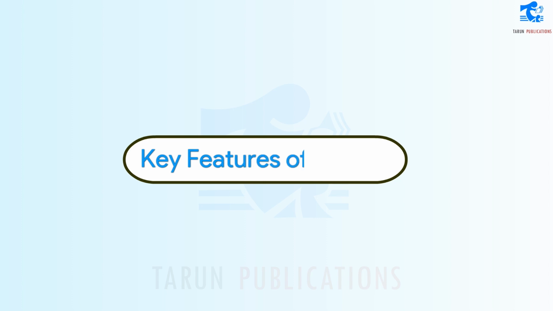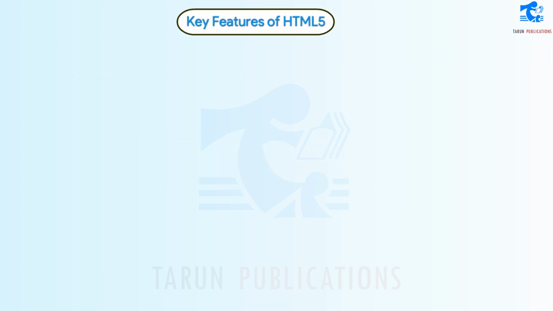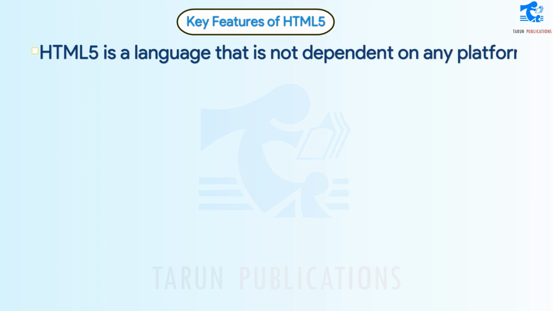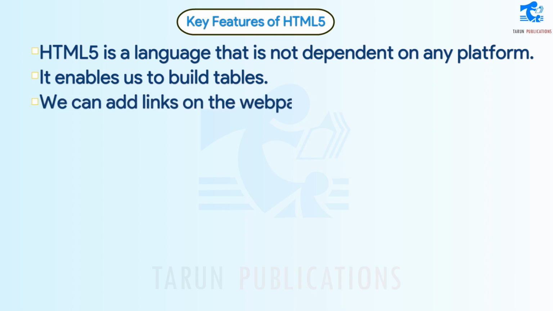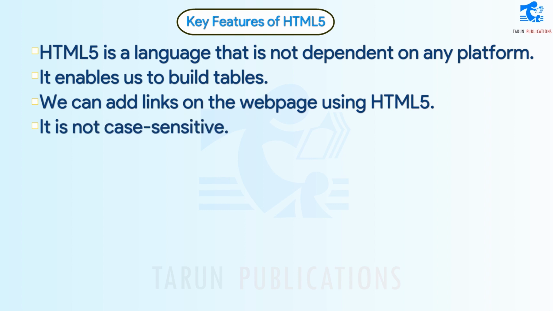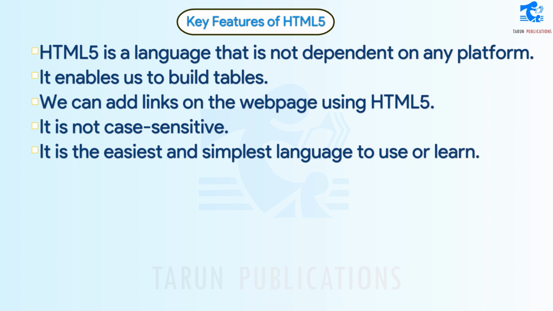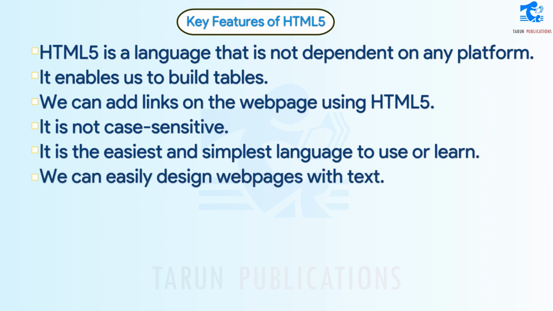Key features of HTML5. HTML5 is a language that is not dependent on any platform. It enables us to build tables. We can add links on the web page using HTML5. It is not case-sensitive. It is the easiest and simplest language to use or learn. We can easily design web pages with text.